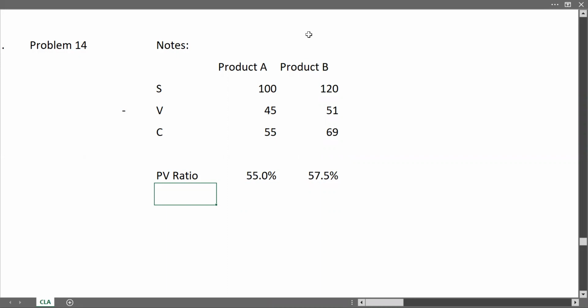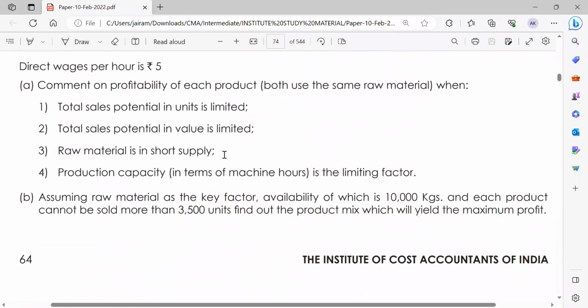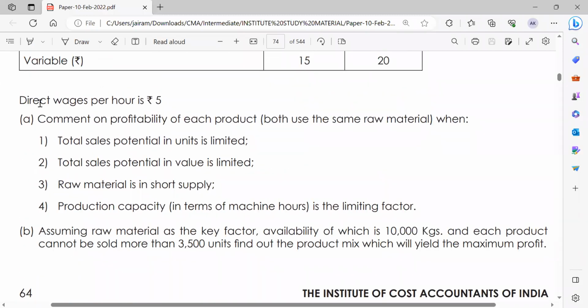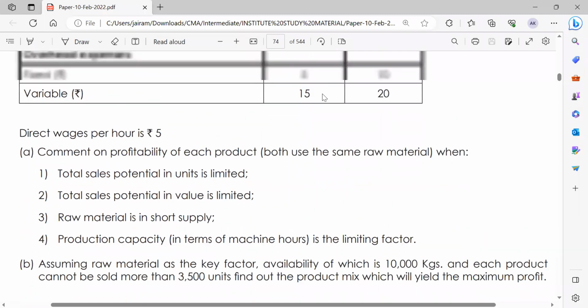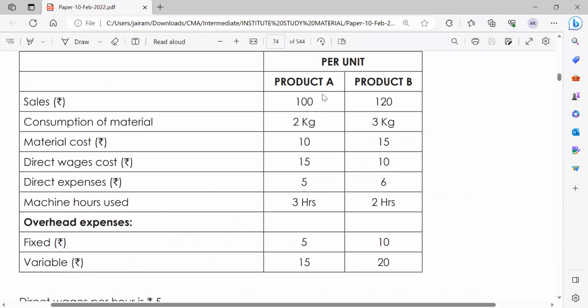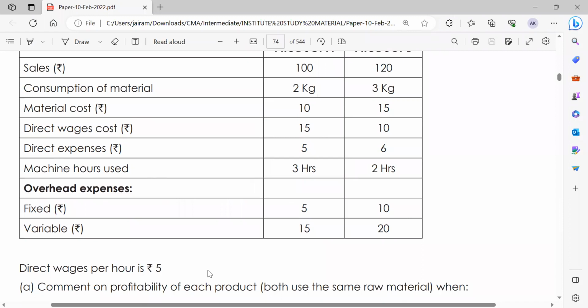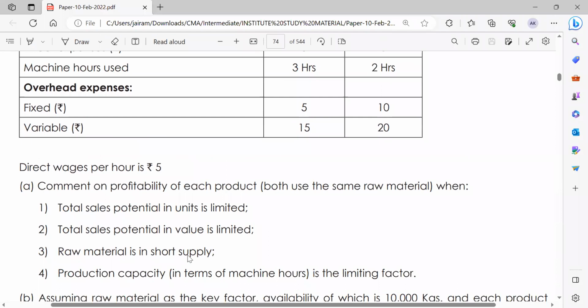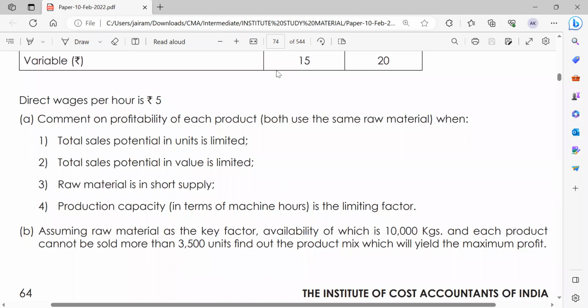So now after this, let's see what is the main problem. We've just tabulated all data. Now here they have given direct wages per hour is ₹5. So direct wages per hour is ₹5. So 3 hours has been used. Actually, this is the data which I had written there. Direct wages is ₹5. So let's see whether we may or may not need it. Right. So now what have they asked?